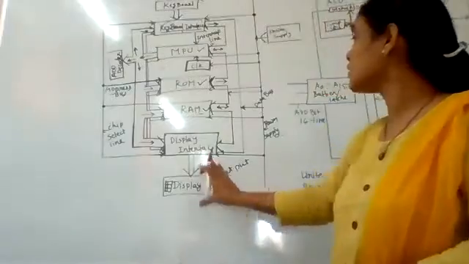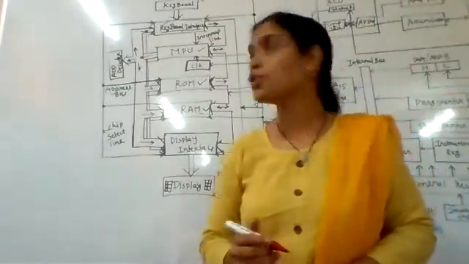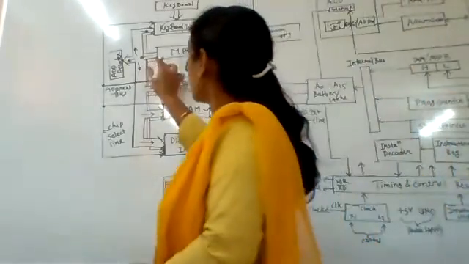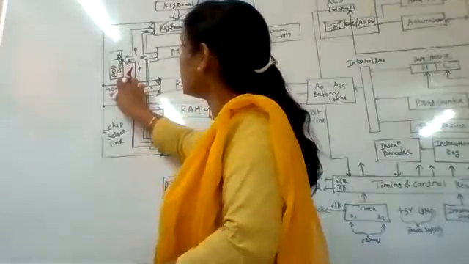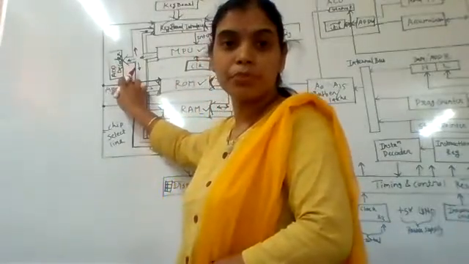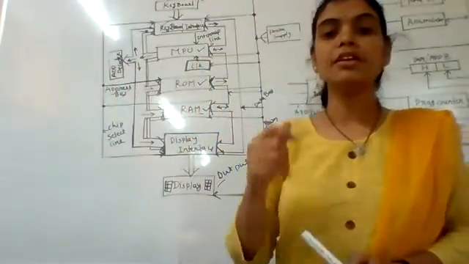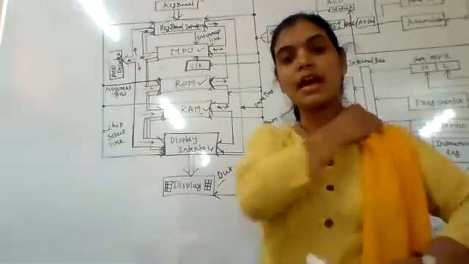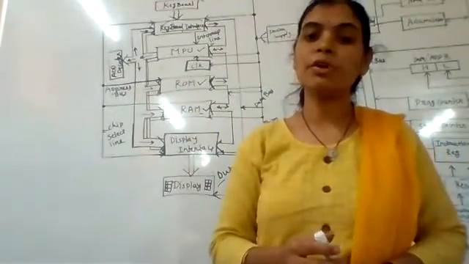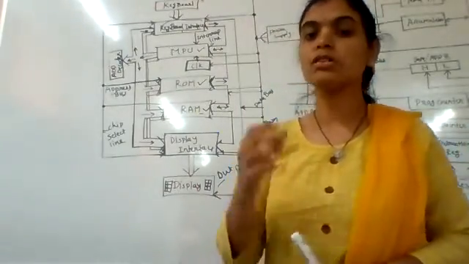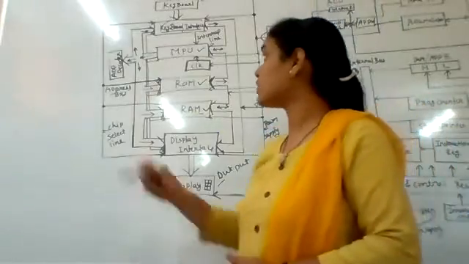Now after that you see the address decoder. The MPU is connected to the address decoder. The address decoder decodes the address and selects the proper chip or the proper device.